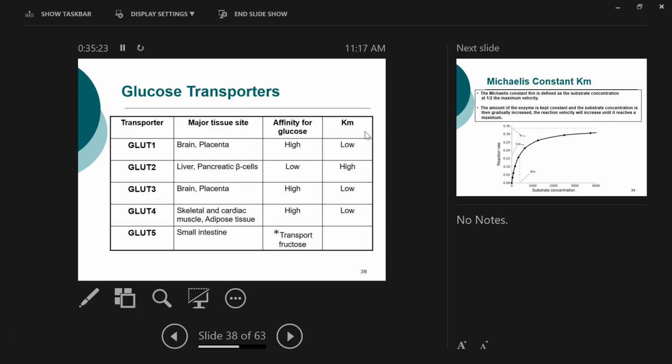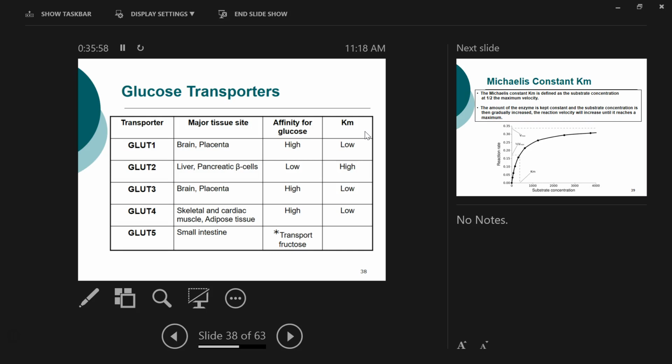So for the glucose transporters that we already know, I ask you to concentrate on these 5 transporters. We know that GLUT2 is more abundant in liver and pancreas, and GLUT4 is more active in muscle, including skeletal muscle, cardiac muscle, and adipose tissue.